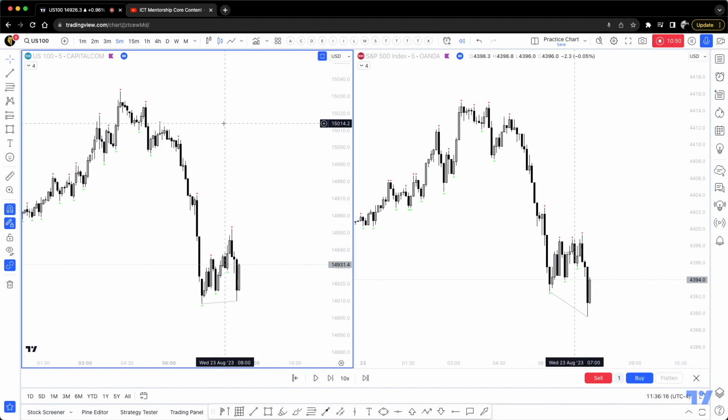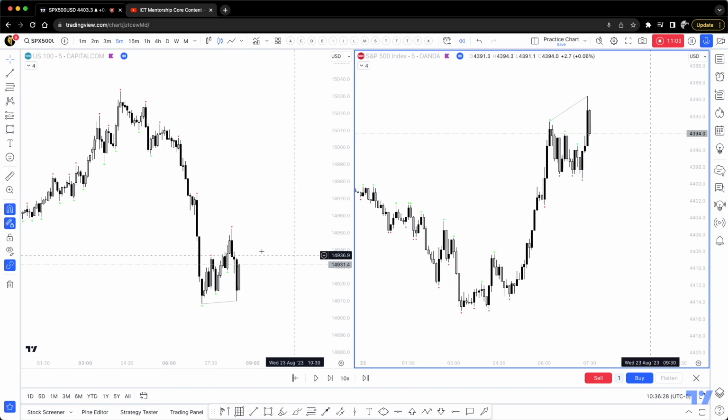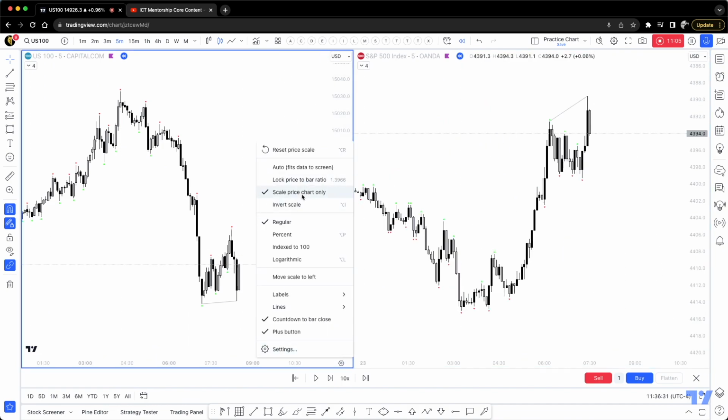We have to spot a displacement or aggressive buy. In this case, we're trying to look for a buy, and we want to see the displacement to the upside. Okay, as a matter of fact, you know what? Let's go ahead and switch it. Let's go invert.